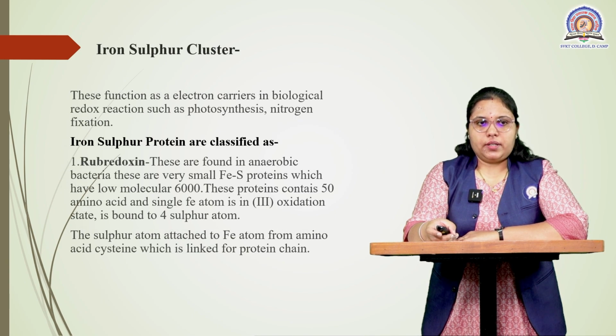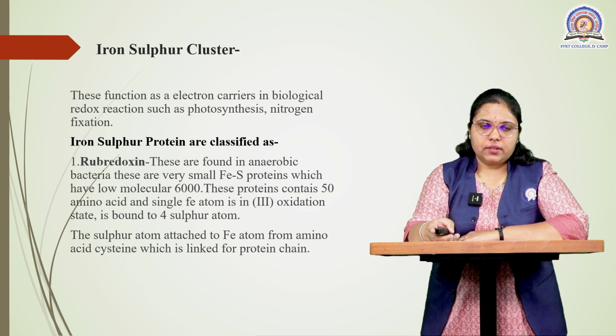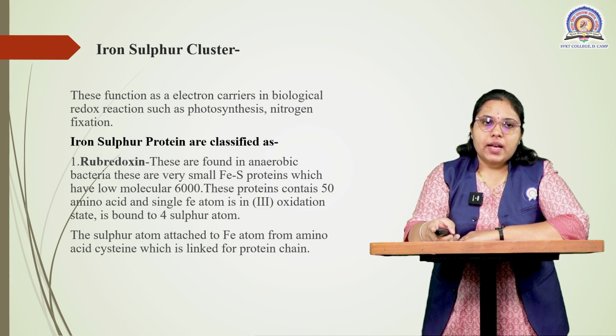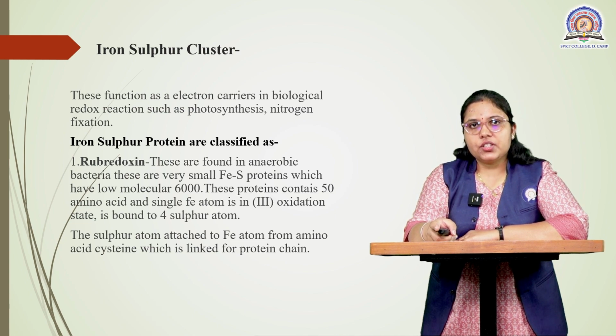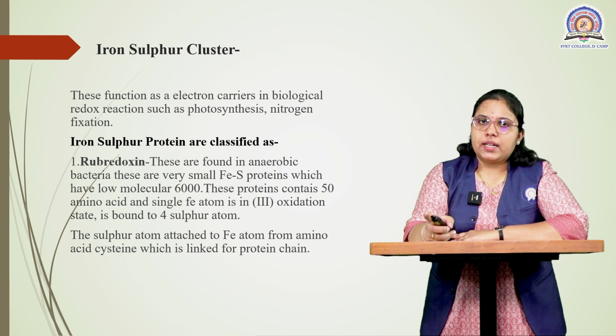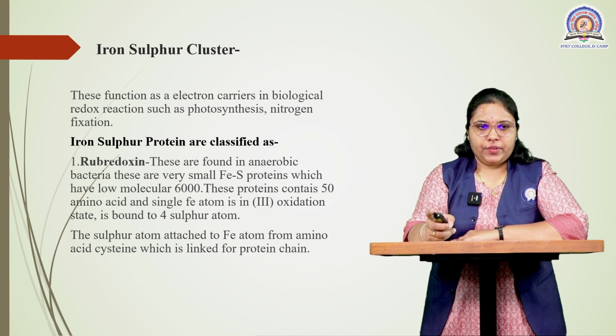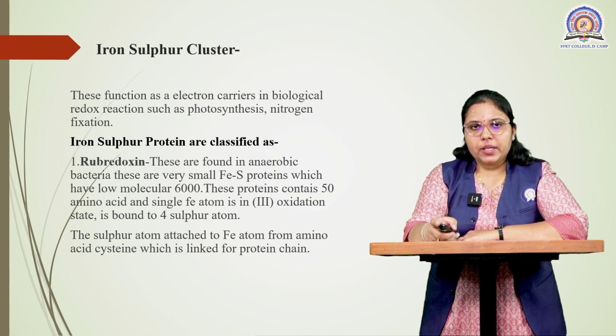Next, we discuss the iron sulfur cluster. The iron sulfur cluster has an important function as an electron carrier in biological redox reactions such as photosynthesis and nitrogen fixation. Then iron sulfur proteins are classified as rubredoxin and ferredoxin. Here we first consider what is rubredoxin. Rubredoxins are found in anaerobic bacteria.